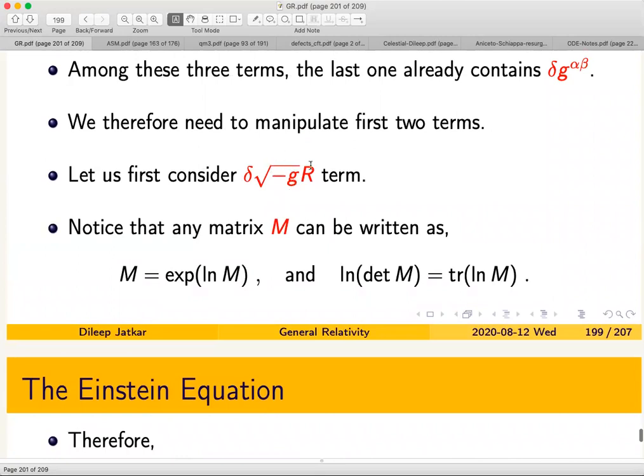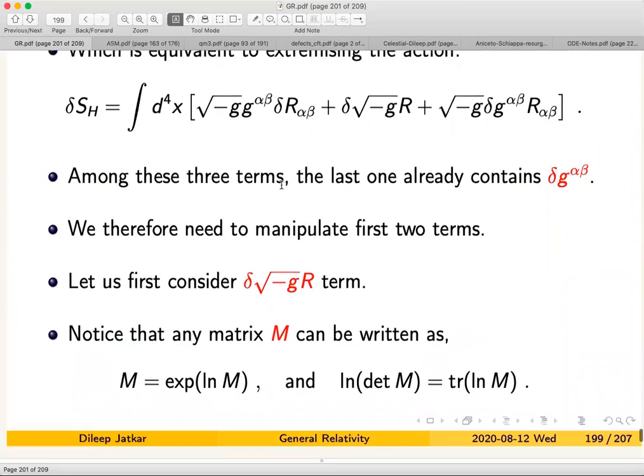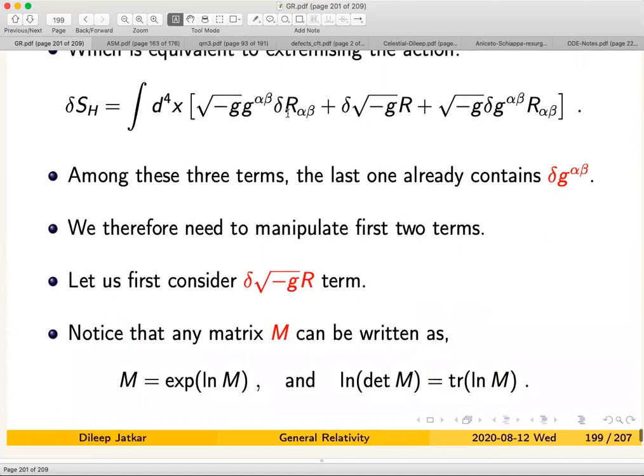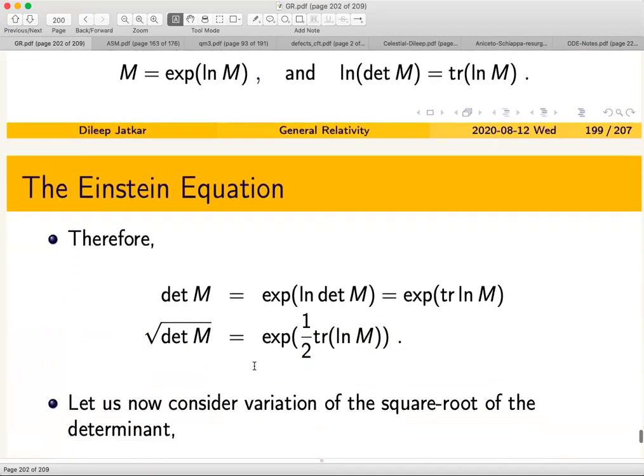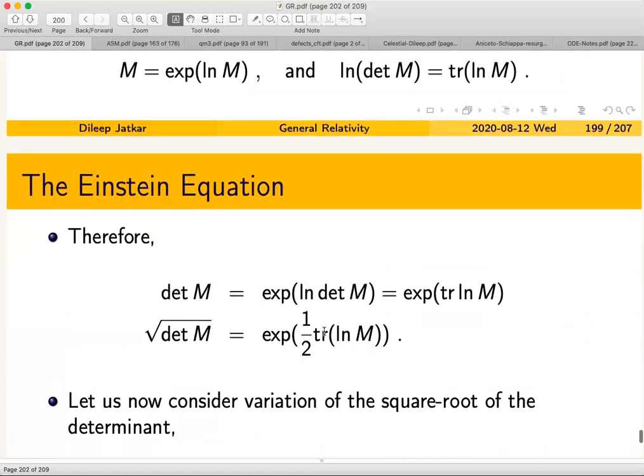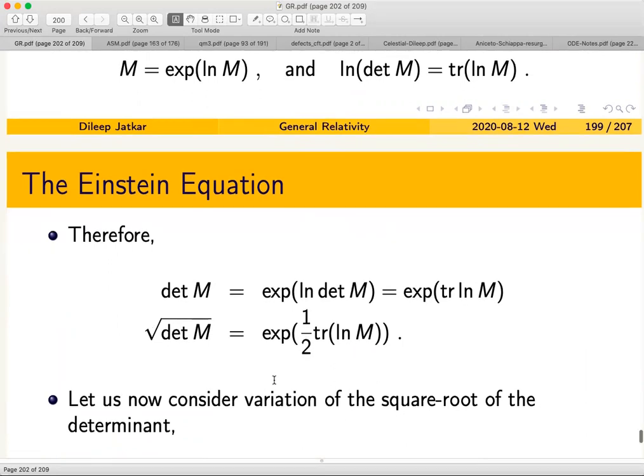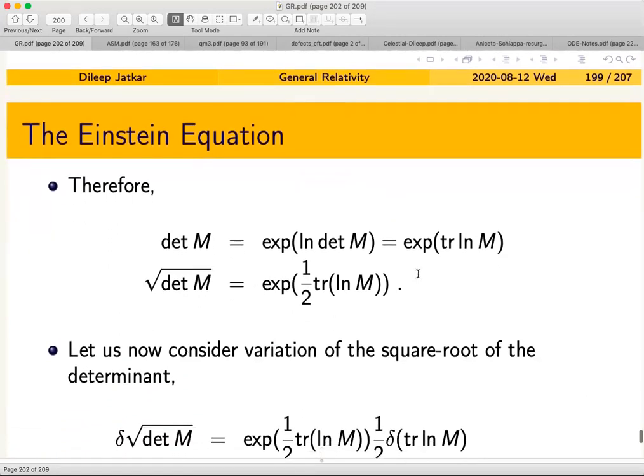Delta of root g. R is just sitting around here. The variation of R gives the terms which are the first and the last term. We are just looking at the variation of the root determinant. So we'll use the fact that determinant M can be written as exponential of log of determinant M, exactly the same relation, which is the same as exponential of trace of log of M. If you take a square root of that, then it is just half the trace of log of M, because you just take a square root of that quantity also.